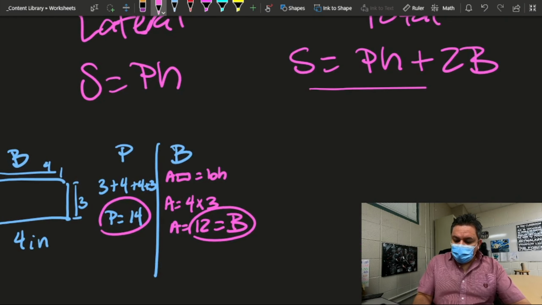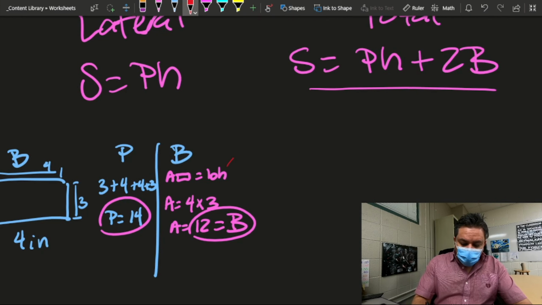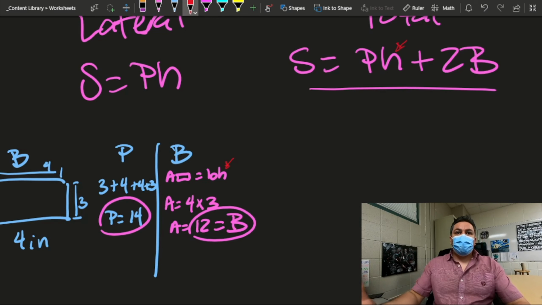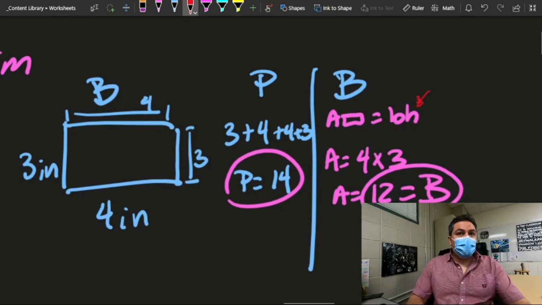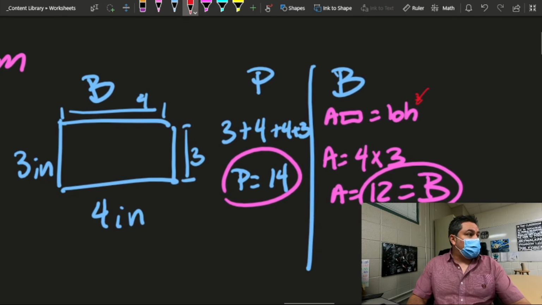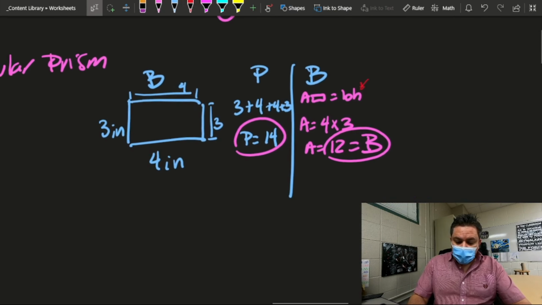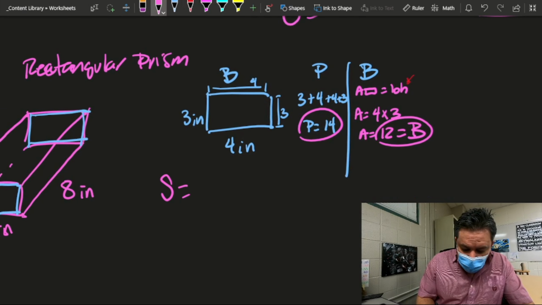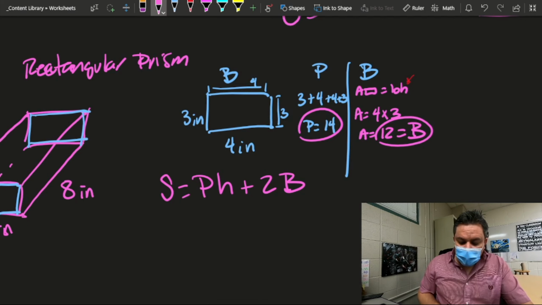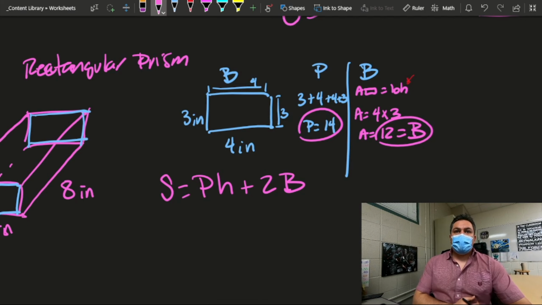Okay, now look at the formula. This is the formula that I need to do. And like I said, the confusion is whenever it's coming to find the H. But it shouldn't be a confusion because right now, this right here was only dealing with the area of the base and the perimeter of the base. Now I can use the formula S equals PH plus 2B. And I'm going to substitute everything that I know.